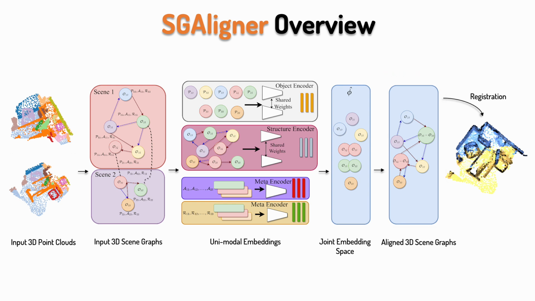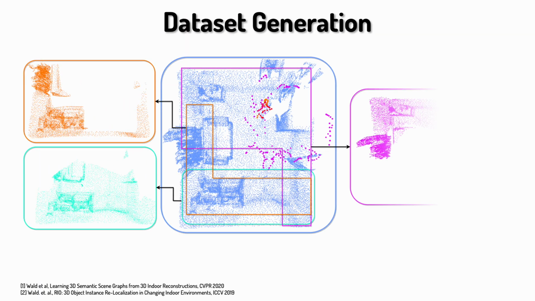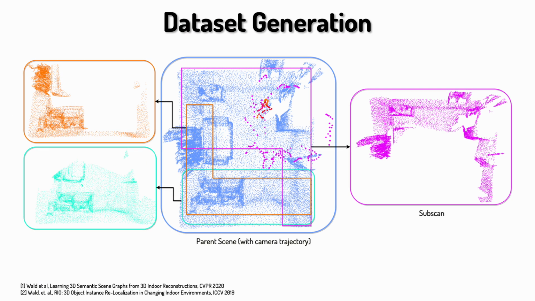We further demonstrate the use of the alignment in 3D point cloud registration, 3D point cloud mosaicing, and finding non-overlapping scenes. In the absence of a dataset for these tasks, we generate one using state-of-the-art datasets 3RScan, which contain RGBD frames and the reconstructed point clouds, and 3D SSG, which contains the corresponding 3D scene graphs.